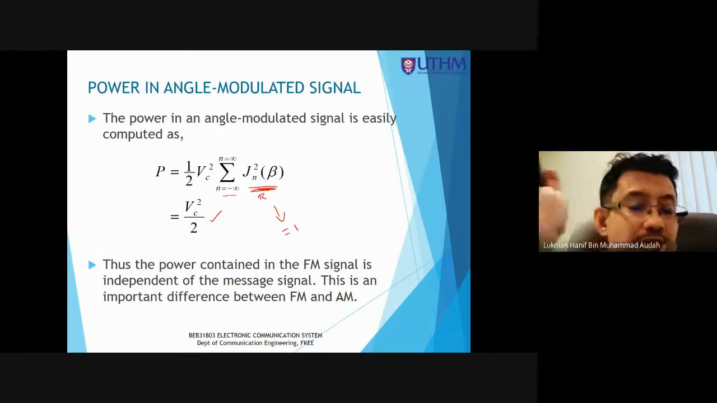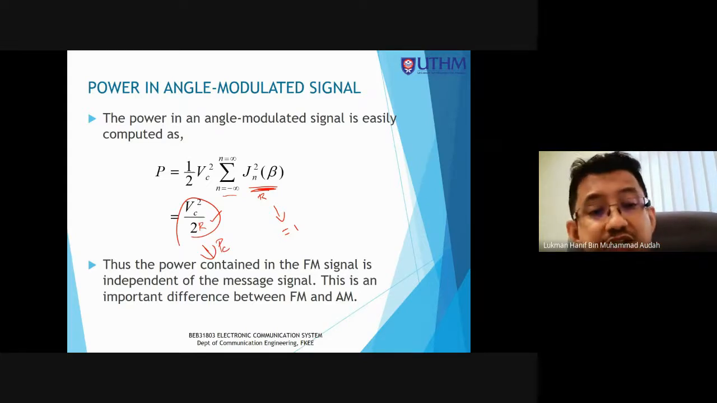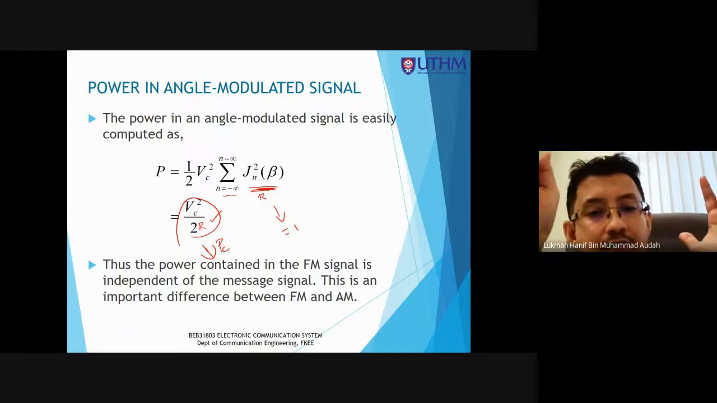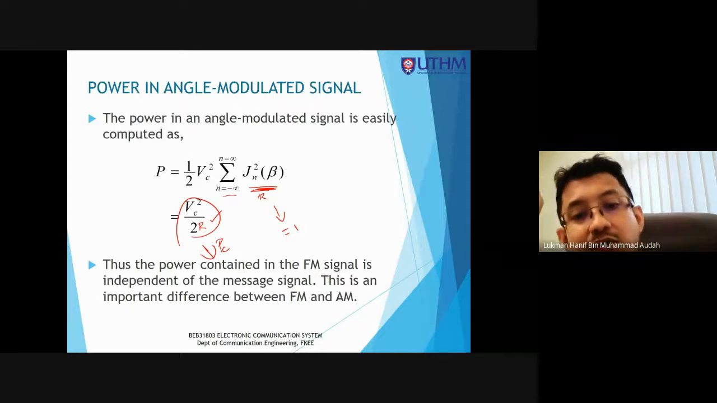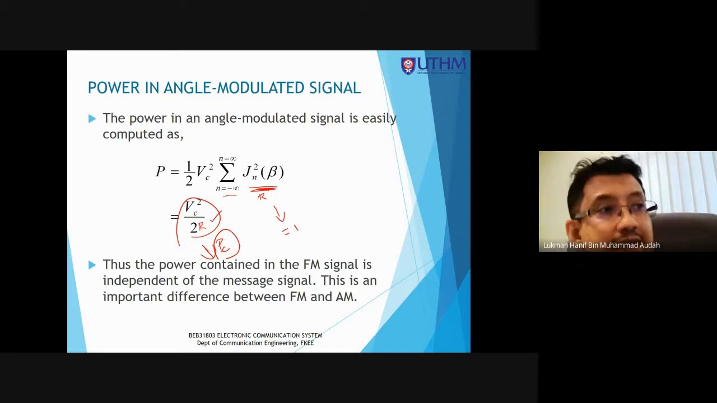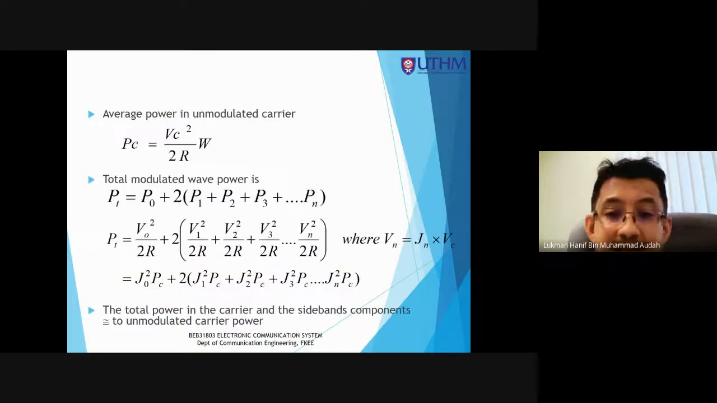Okay, so therefore you will get Vc square over 2, which is actually equal to PC. Ini sebenarnya ada R lah kat sini, which is actually equal to PC, carrier power. Maknanya total power for the frequency modulation is equal to the carrier power. Nampak total power bersamaan dengan carrier power. How is it supposed to be like that? So we will calculate later.